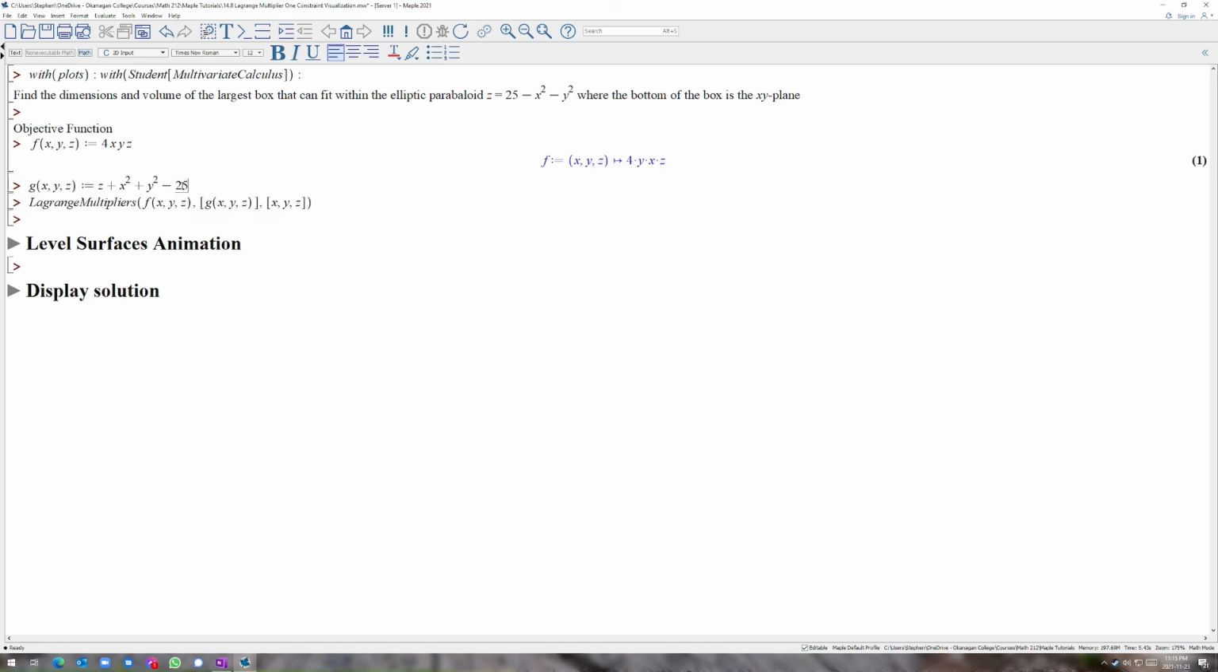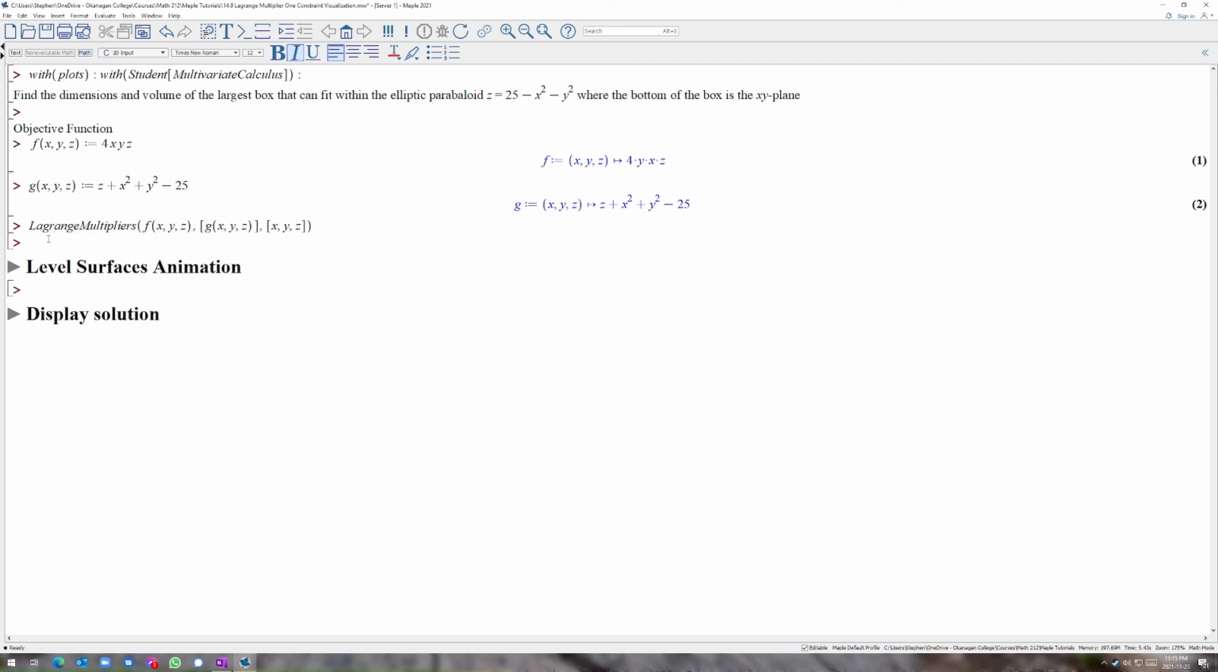Next, we have our constraint. Now, this is the equation of the elliptic paraboloid, where g of x, y, z equals z plus x squared plus y squared minus 25. I've set that out specifically so that when I set g equal to 0, I get the constraint. That allows us to use the Lagrange multipliers command, and we just provide the objective, the constraint, and our variables.